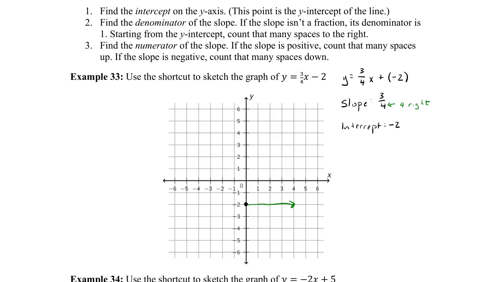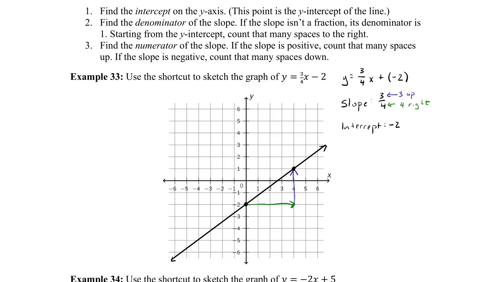And then the numerator is 3. So we're going to go 3 units up. We're always going to go to the right. We're going to go up when the slope is positive. So a second point on the line is this point right here. Then we draw the line through those 2 points. And that's our graph.